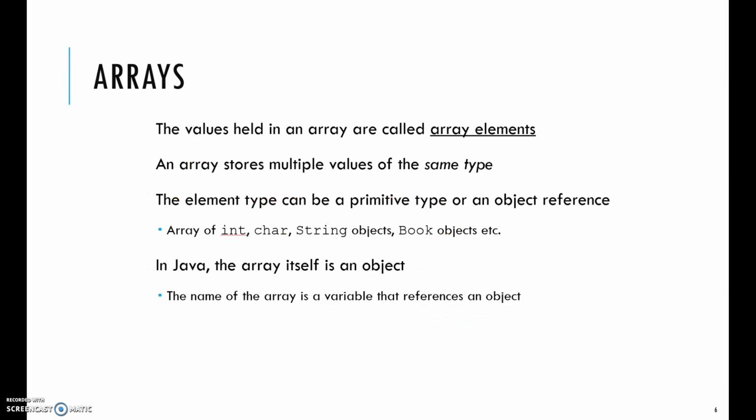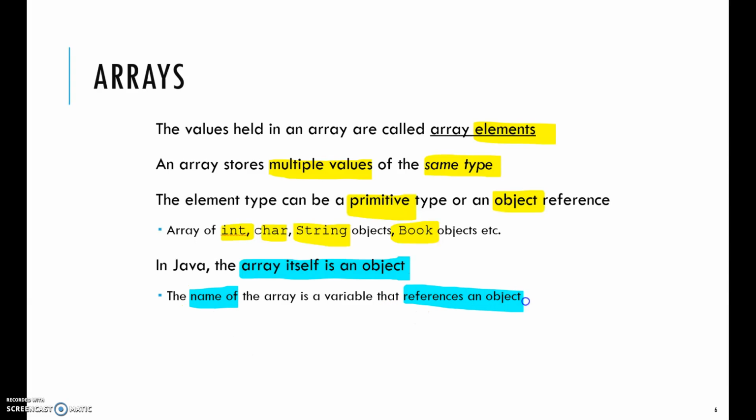Now, some other details related to arrays. First of all, an array is going to hold multiple values of the same type. We call the values that it holds the elements. And these elements can either be primitives like ints, characters, or they can be objects like a string, a book, or any other object that we've dealt with. And an important fact to realize in Java is that the array itself is an object. So that name is a reference variable to where the computer can find that array of those variables.